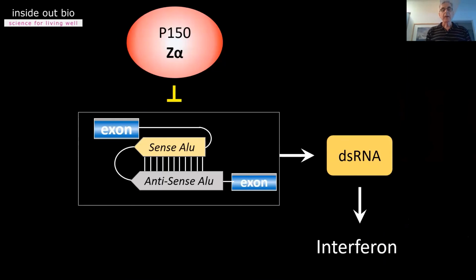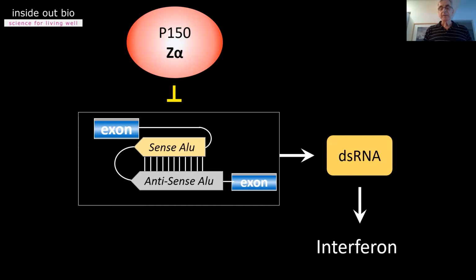So how does ADA1 regulate the interferon response? Normally the cell is very sensitive to double-stranded RNA because it's a sign of viral infection, and responds to double-stranded RNA by activating an interferon response to stop the virus.